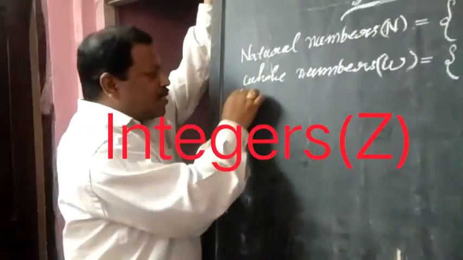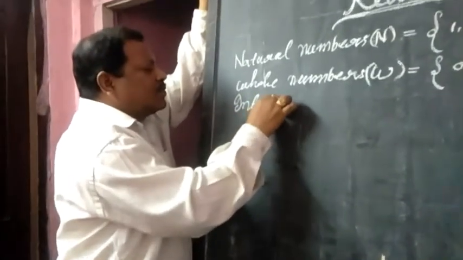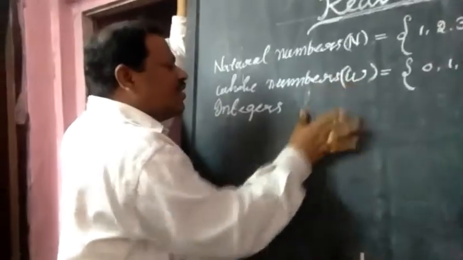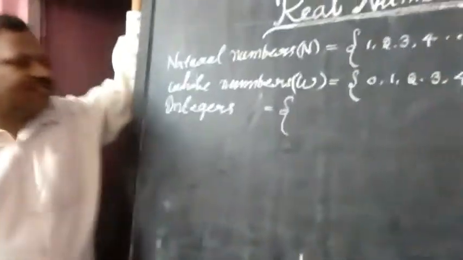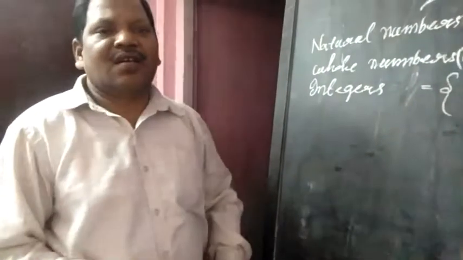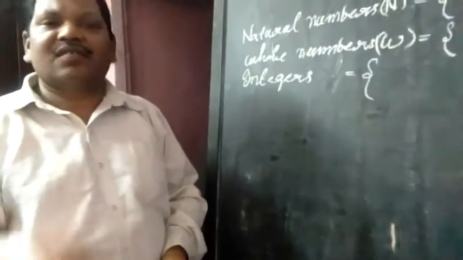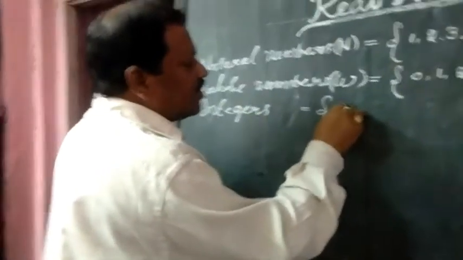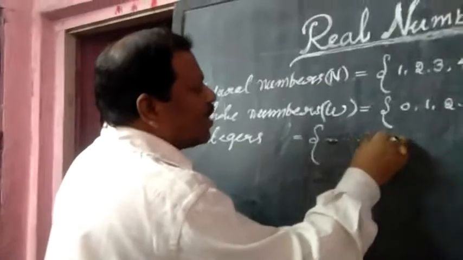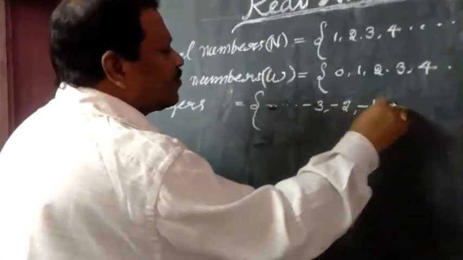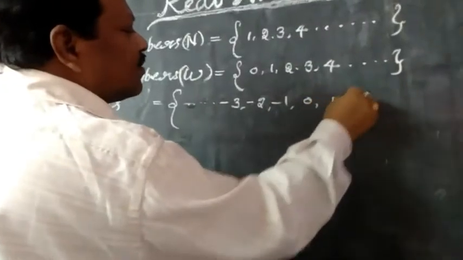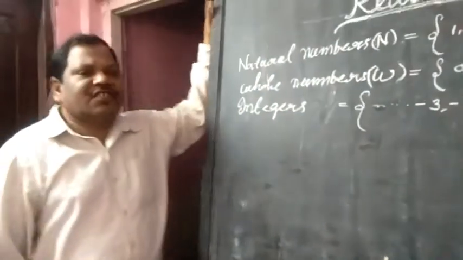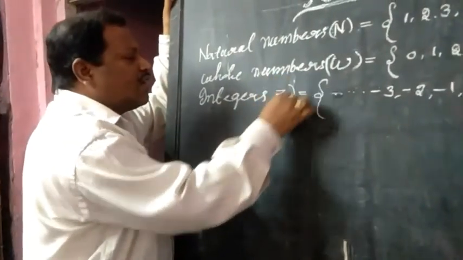Next, integers. Integers mean the system of numbers which consists of negative natural numbers, 0 and positive natural numbers. That is, ... -3, -2, -1, 0, 1, 2, 3 and so on. Integers are denoted by I or J.